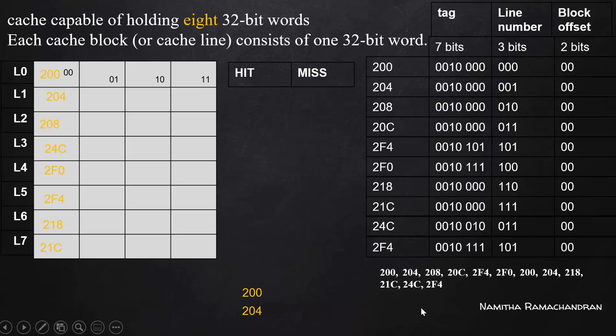Okay, so this is again a case of cache miss. Next is 2F4. 2F4 is directly present here at line number 5. So this is a case of cache hit.